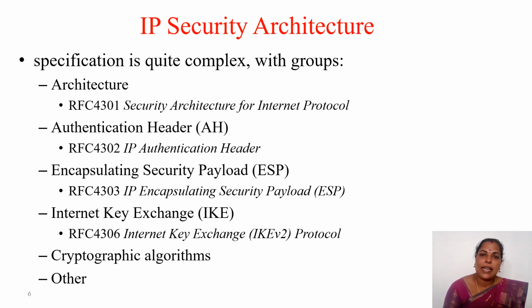Coming to the IP security architecture, we have many specifications, and each of them is complex, and they are grouped into categories: the architecture, then the authentication header, the encapsulating security payload, the internet key exchange, and cryptographic algorithms. Then other categories also exist. Each IP security architecture document is made as a standard, so for each there is an RFC.